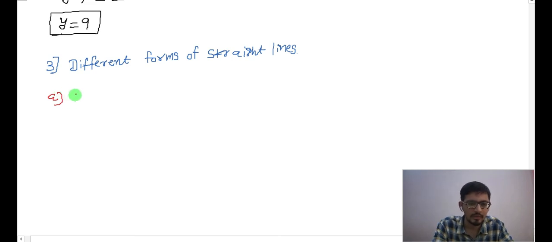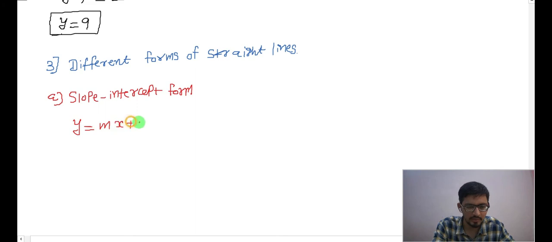In that, form number 1 is the slope intercept form. What is the slope intercept form? y equal to mx plus c. Some authors use the symbol y equal to mx plus b. Whatever it is, a, b, c, d, you can write your name also. That is not a problem at all, but you should understand the meaning of this.